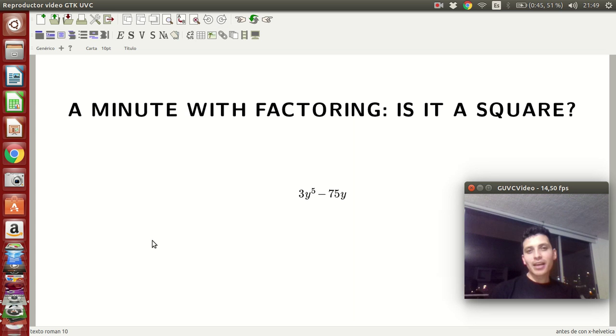Sometimes it happens that students apply the factoring and then they notice that the answer is wrong. That happens because they don't check each factor. Today in our show, I'm going to show you how to check if you have a square and if you understand that you finished your factoring. So let's go with an example.